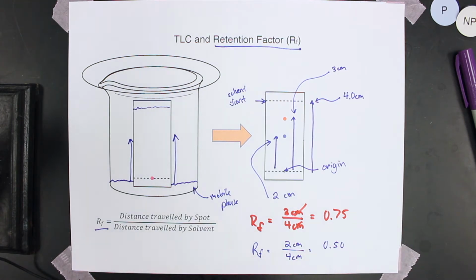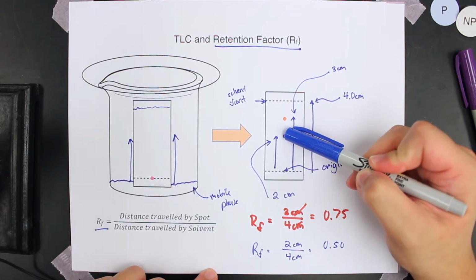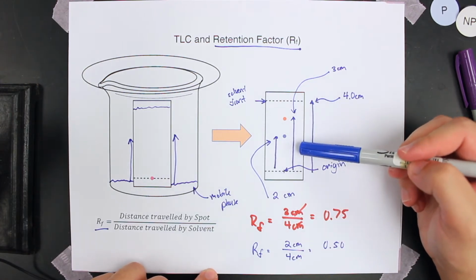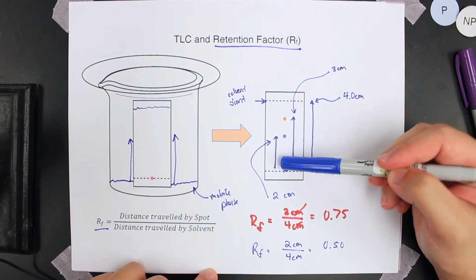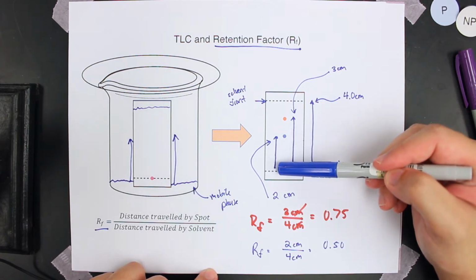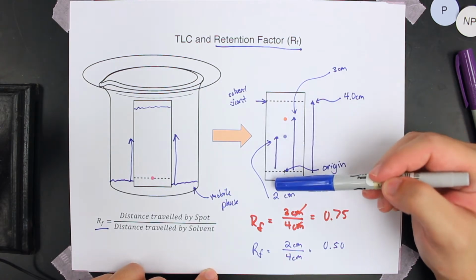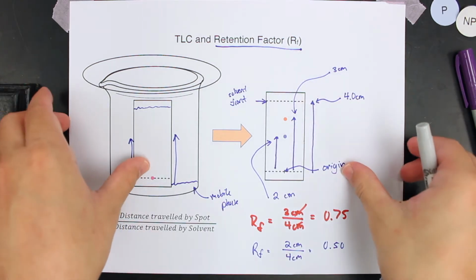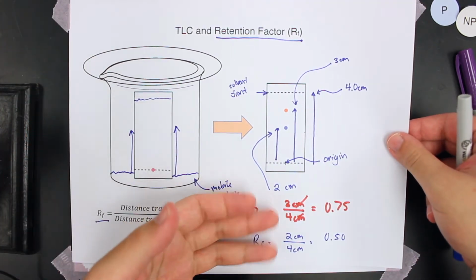And you'll notice the more polar molecule, remember B in this case, the blue spot, is more strongly attracted to the plate, so it's going to have a lower RF and it's going to move a shorter distance compared to the red spot, which is less polar, and it moves a farther distance. So we've discussed the TLC plate and the RF.